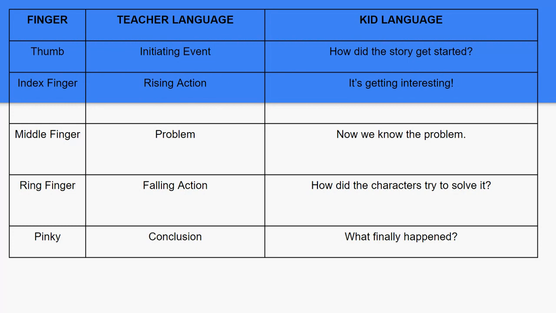So now you should have 3 fingers up. Okay, so that would be the problem of the story. Okay, now we know the problem. Then you go to your next finger, which is the ring finger, and that's your falling action, we call that. And that is, how do the characters try to solve it? And then you have your pinky, which is the conclusion. What finally happened at the end? Okay, boys and girls, so this is kind of called a 5-finger story retell, we can call it.